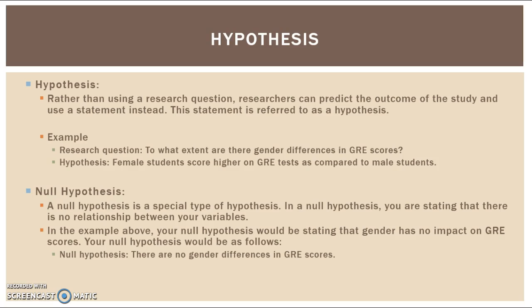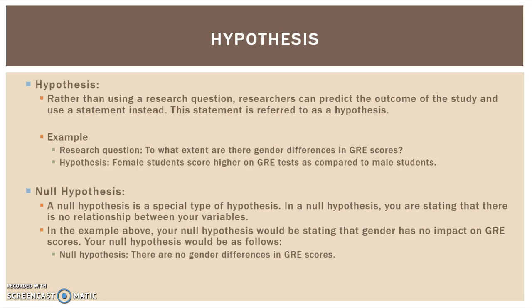For instance, if your research question was, to what extent are there gender differences in GRE scores, your hypothesis could be female students score higher on GRE tests as compared to male students. So rather than framing it as a question, you are framing it as a statement where you are predicting the outcome of your study. A null hypothesis is a special type of hypothesis.